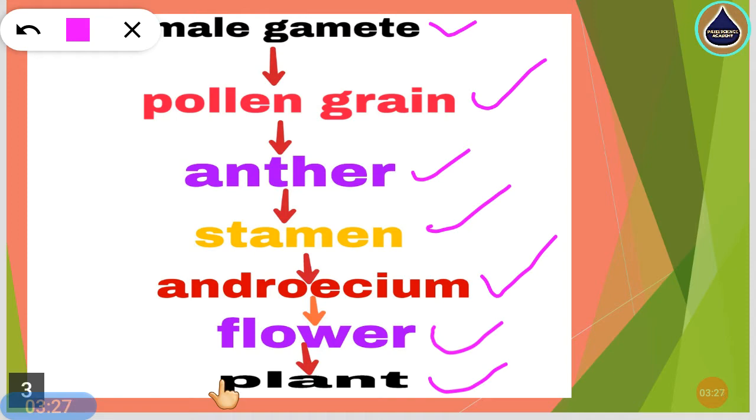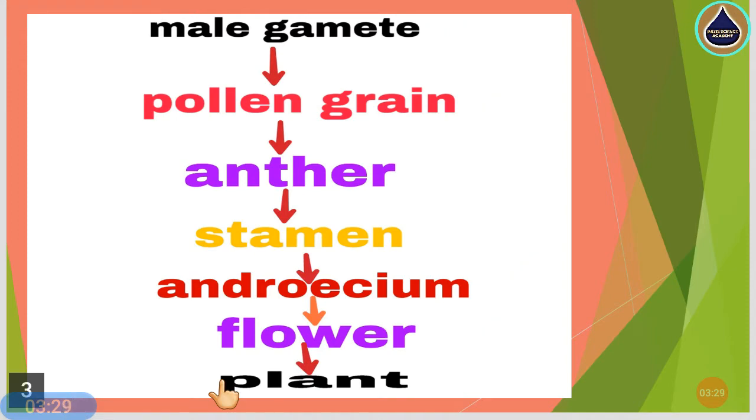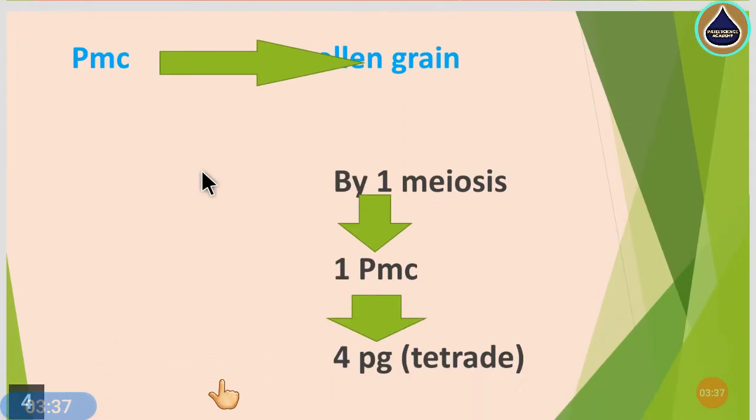So likewise, you can first understand about the male gametes. I hope you have understood about it. Now we'll go for the number of cell divisions that are needed for the formation of the pollen grain.